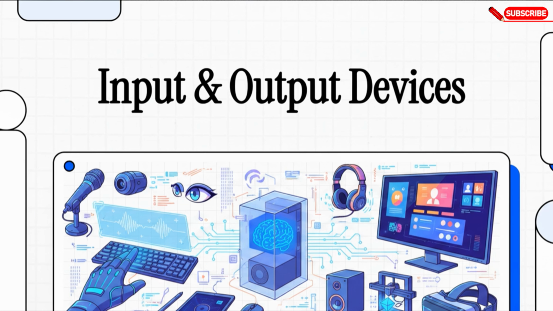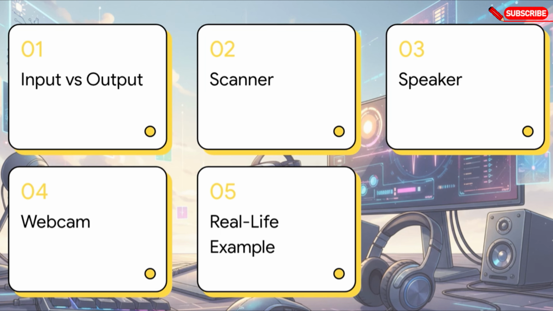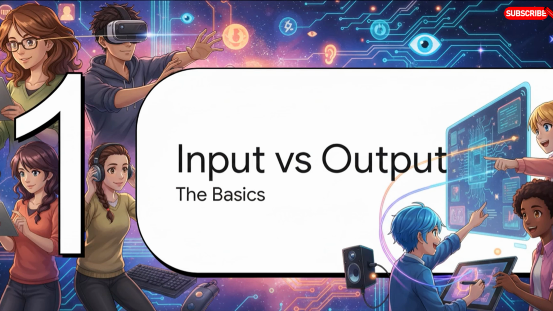First up, in Section 1, we'll establish the basic rules of input versus output. Then, in Section 2, we'll look at bringing data in using the scanner. Section 3 is all about letting sound out through the speaker. Next, Section 4 covers capturing video with the webcam. And finally, in Section 5, we're going to synthesize everything with a real-life example you're definitely familiar with, the online class. Let's get started.